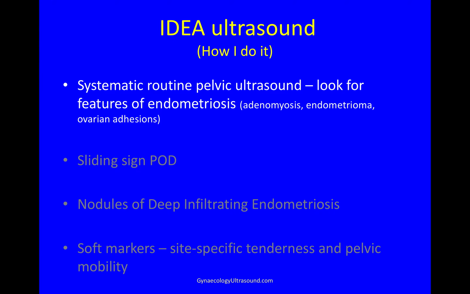I start with a systematic routine pelvic ultrasound looking for the features of endometriosis like adenomyosis, ovarian endometrioma and ovarian adhesions. Then I look for the sliding sign in the pouch of Douglas. Then I look for nodules of deep infiltrating endometriosis, and lastly I look at the soft markers of site-specific tenderness and pelvic mobility.